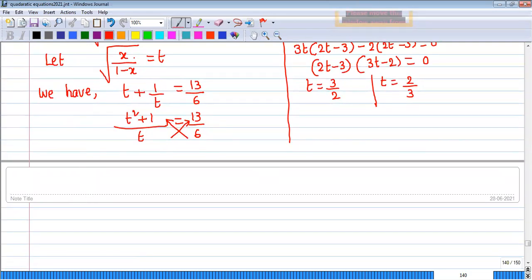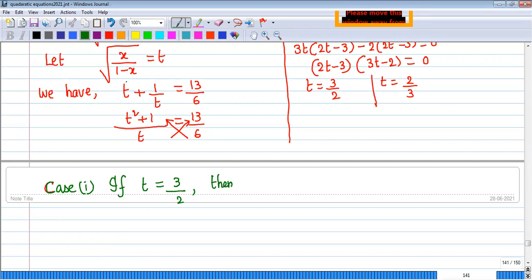Now case 1. If t equals 3 upon 2, then according to the problem, this is t. Root over x upon 1 minus x equals 3 upon 2. Squaring on both sides.